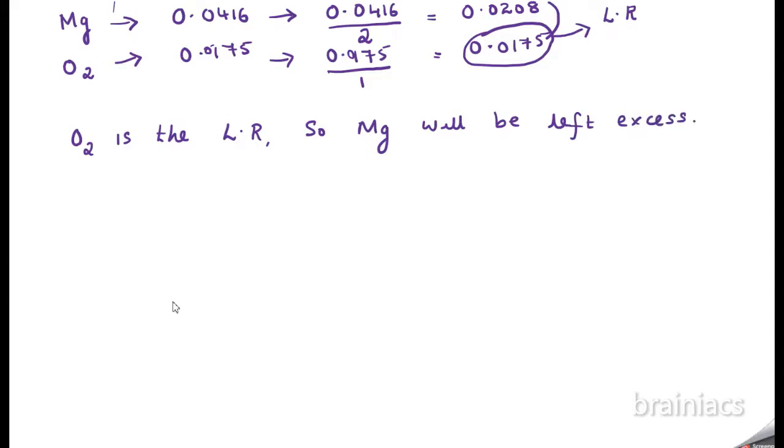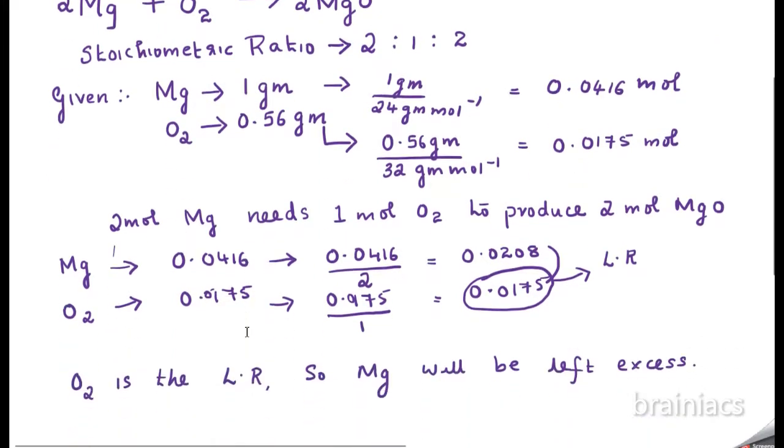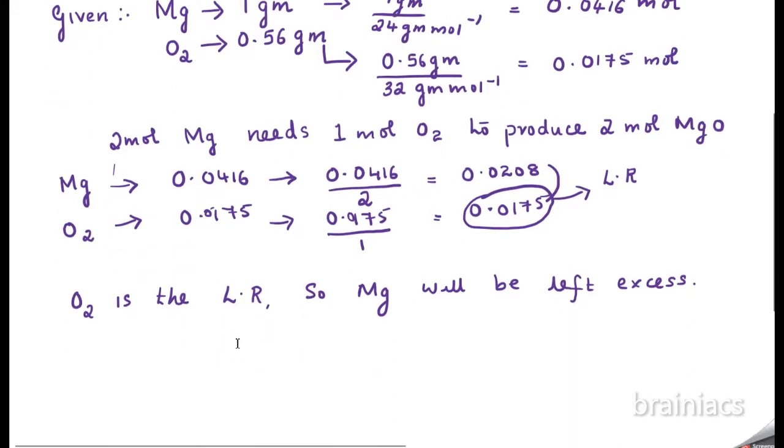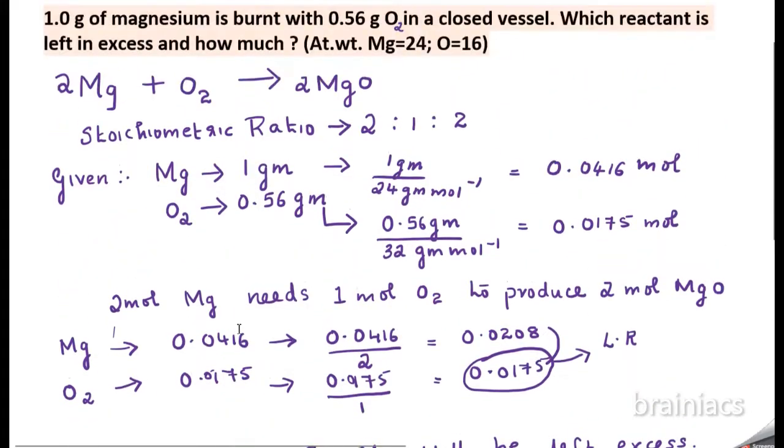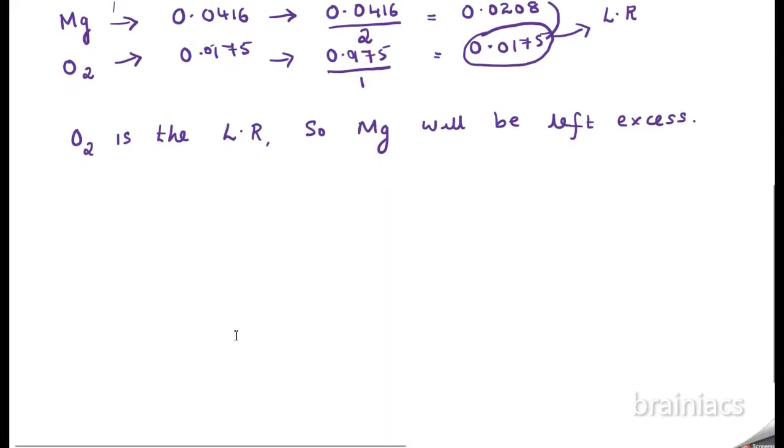Now, if you see here, they have also asked which reactant is left in excess and how much. So we will calculate that. We know that if oxygen is the limiting reagent, everything will proceed according to oxygen. So we will first start with the stoichiometry of oxygen.